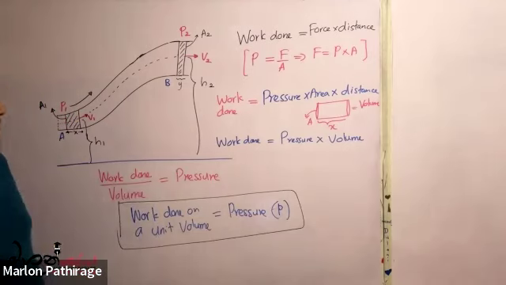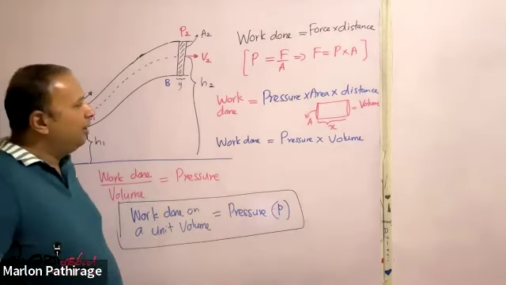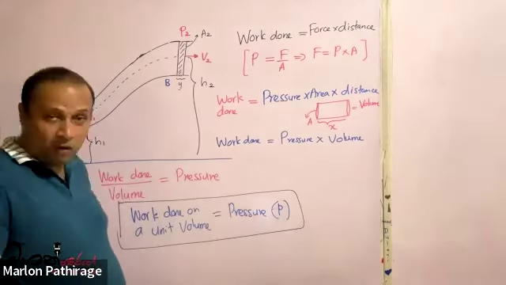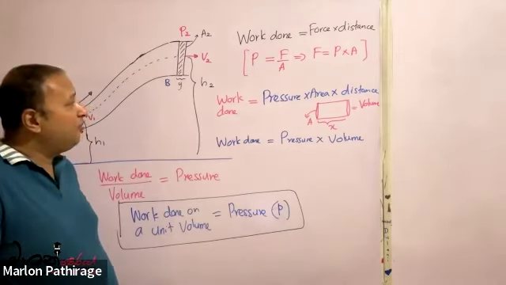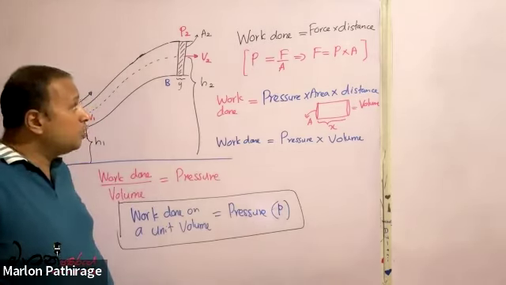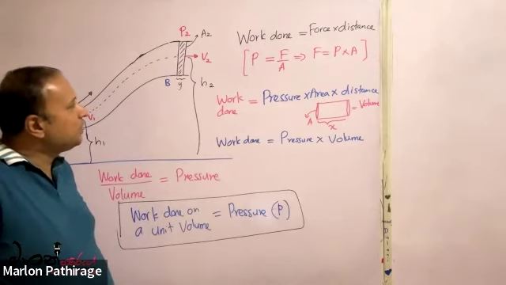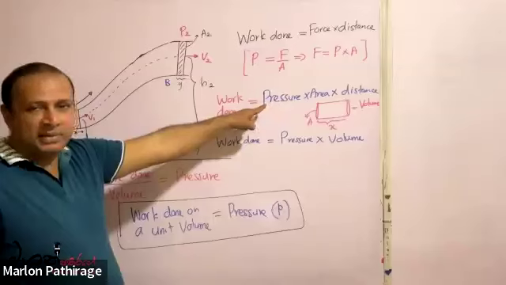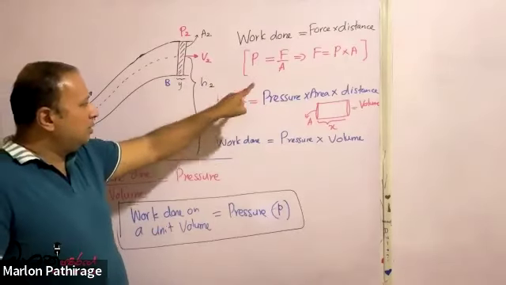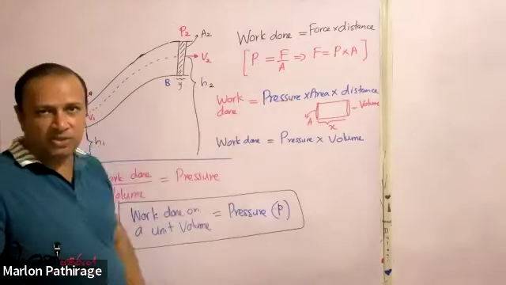Work done is equal to force into distance. Pressure is equal to force over area. Therefore, force is equal to pressure into area. So instead of force, I can write pressure into area. So work done is equal to pressure into area into distance.